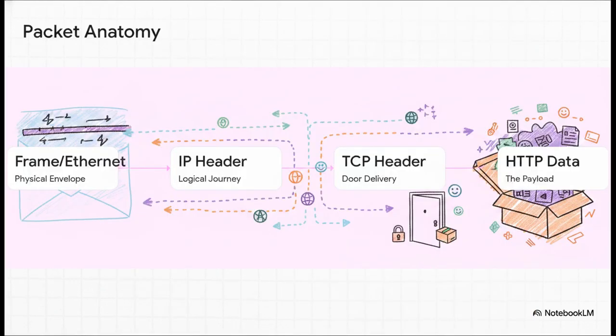Let's take a quick step back and review the brilliant structure we've discovered today. We started out on the physical wire with the frame and Ethernet header, our physical envelope. Then we moved deeper into the IP header, mapping out our logical journey across the web. Next, the TCP header ensured our secure door delivery to the right application using ports and sequences. And finally, tucked safely inside it all, the payload, our HTTP data. That step-by-step, structured breakdown, that is the true anatomy of a network packet.